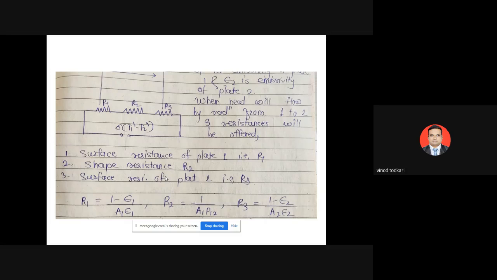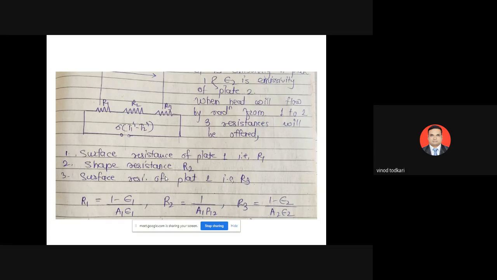In some of the exams, this derivation has been asked for 8 marks: derive an expression for heat transfer by radiation between two parallel infinite plates. Now see, the derivation is very simple. In electrical circuits, we write Ohm's law: I is equal to V upon R. Current is equal to potential upon resistance. Similarly, in thermal circuits, we write Q. Q is nothing but the heat transfer rate.